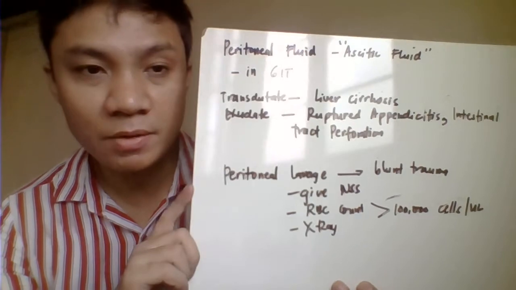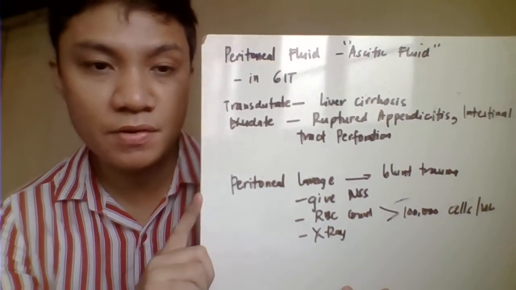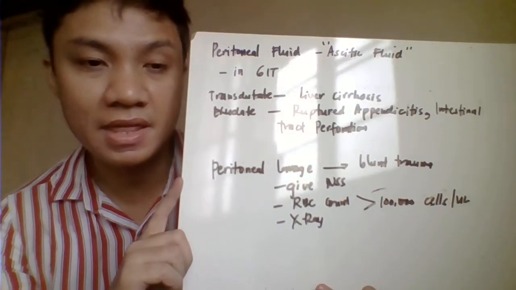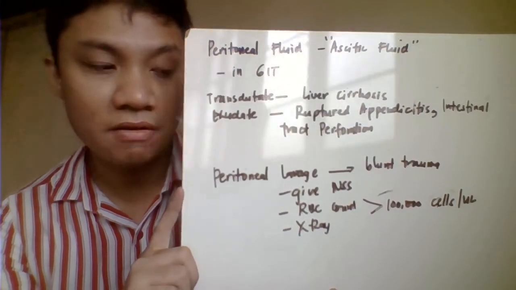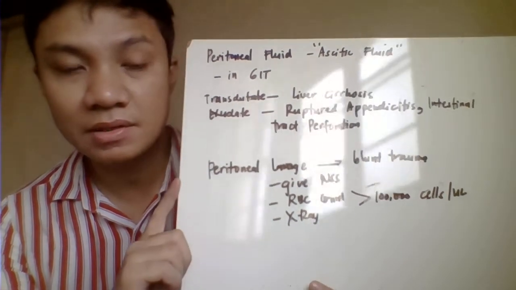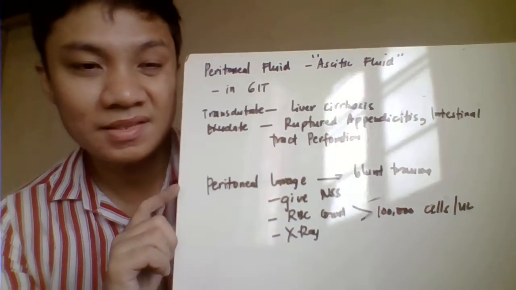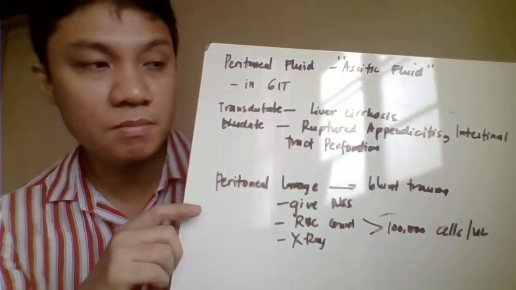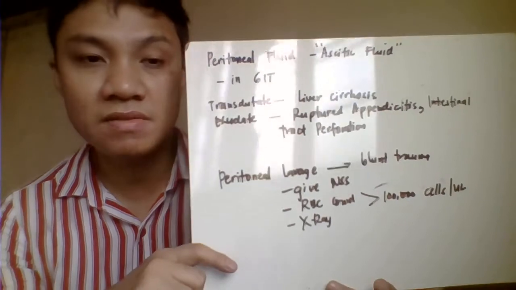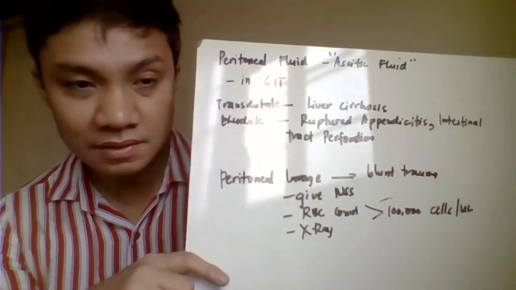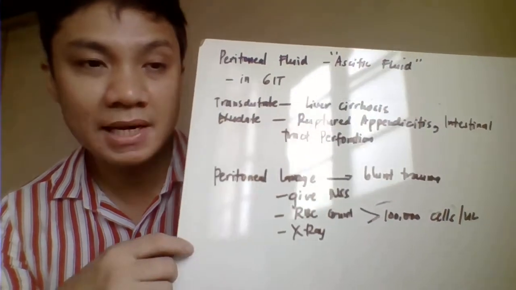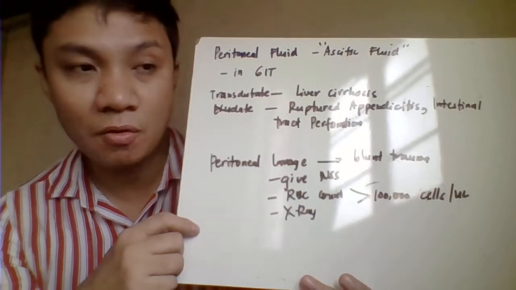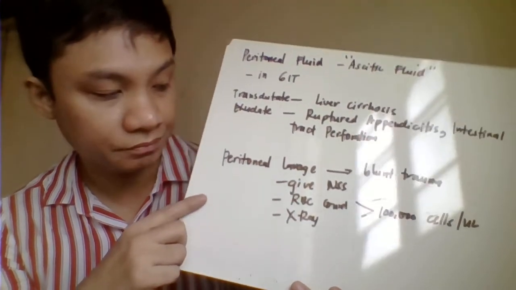Okay, the last one, we have here your peritoneal fluid. Peritoneal fluid, another name for that is your ascitic fluid. This is the serous fluid here that flows within our gastrointestinal tract. Increased level of your peritoneal fluid may be related to your transudative type, that's your liver cirrhosis. Exudative type of your peritoneal fluid effusion is related to your appendicitis or intestinal perforation.